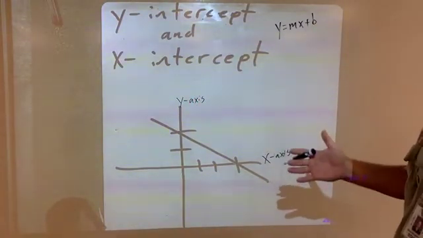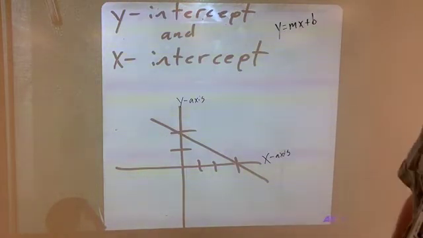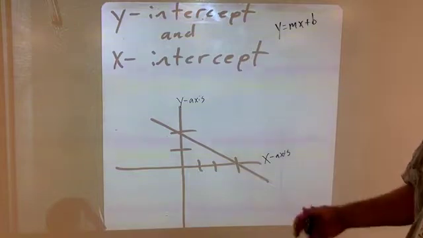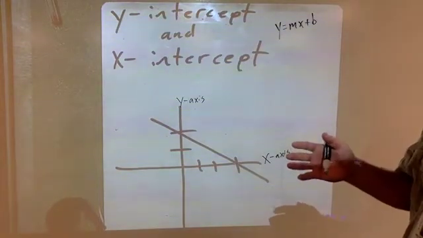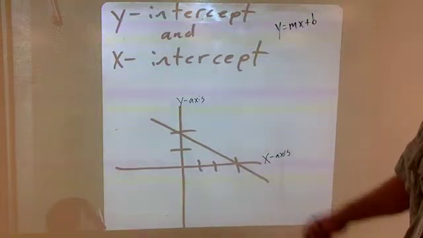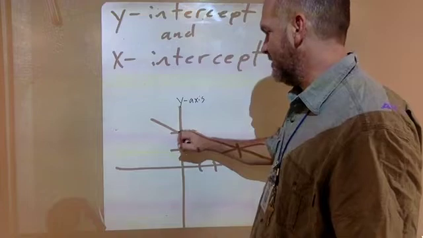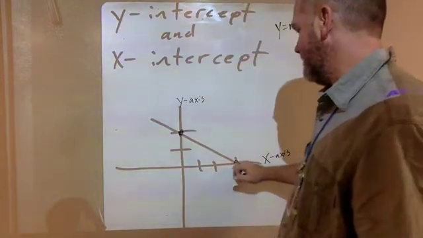So if you get a question that says, what are the x- and y-intercepts, and you have a picture of a graph, you've got to pick out the point where the line crosses the y-axis, and the point where it crosses the x-axis. So that happens to be this point right here, and that point right there.